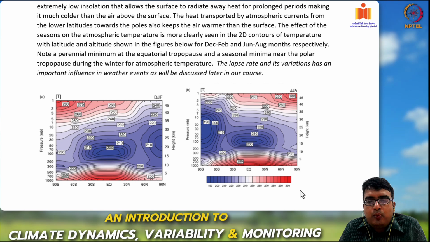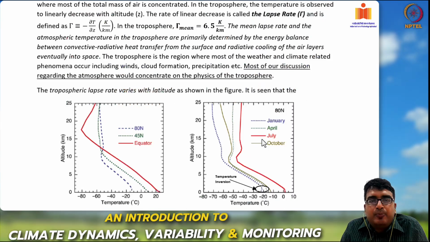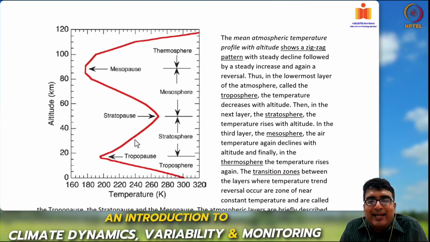Good morning class and welcome to our continuing lectures on climate dynamics, variability and monitoring. In the previous class, we had discussed the variation of temperature with altitude. We saw that the temperature profile with altitude had a zigzag kind of structure and it initially decreased with altitude, then it reversed itself and began to increase with altitude, and then again a reversal followed by another reversal.